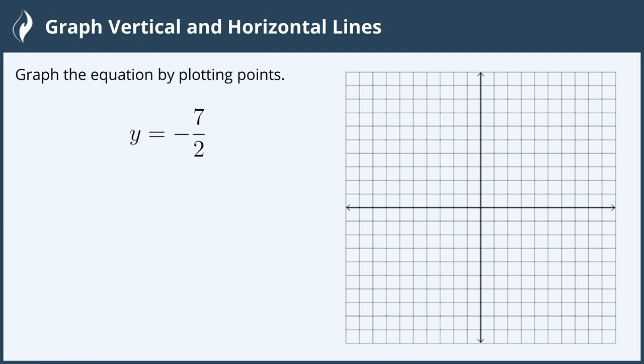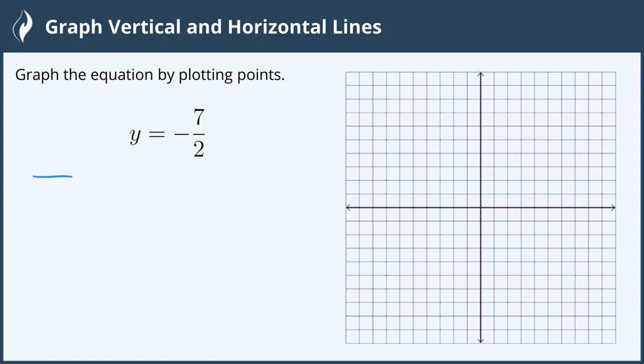Hi everyone! In this video, we will talk about graphing vertical and horizontal lines. Graph the equation by plotting points. y = -7/2. When graphing lines by plotting points, we find points that we would like to use as the input so that we can solve and find the output.